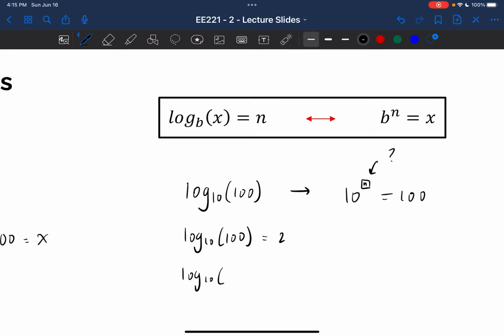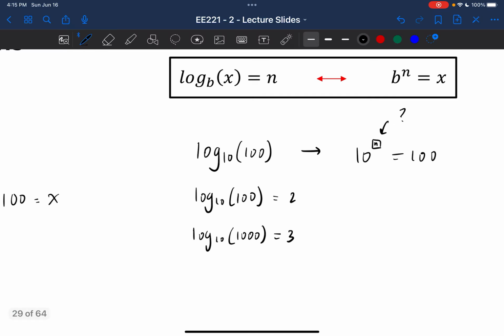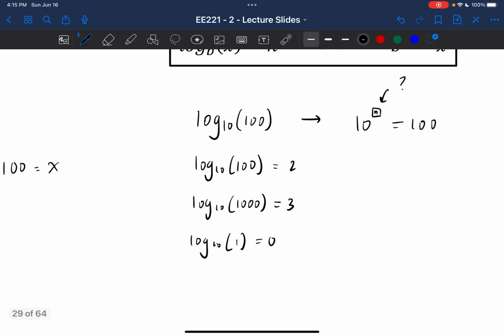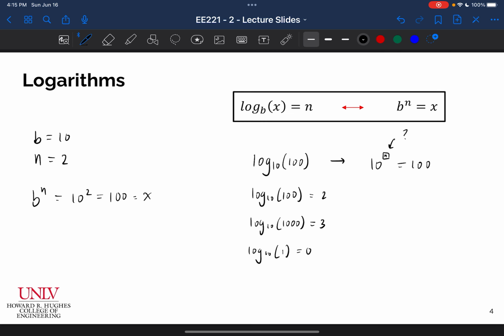So log base 10 of 100 is 2. Log base 10 of 1,000 is 3, right? And log base 10 of 1, or log base anything of 1, is equal to 0, right? Because anything to the power of 0 is 1. Okay, so that's just a brief review on what logarithms actually do. When I say they're the inverse of the exponential function, basically if I have b to the power n, and I take the log base b of that value, I just get n. My log base b and my b undo each other.